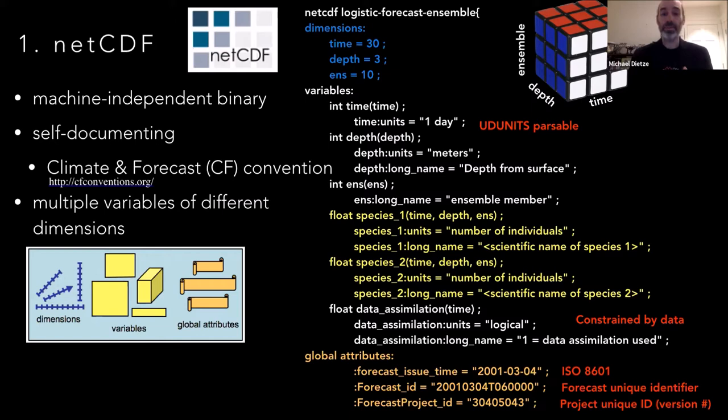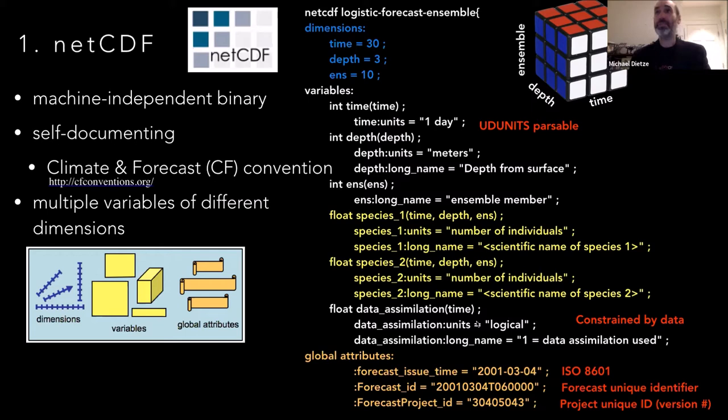Next, looking at the output variables themselves, our species have dimensions, again, of time, depth, and ensemble. They can include a long name, such as the scientific name for these species. And then we've also asked that users add this additional data assimilation flag to indicate when state variables are being constrained by data. And so if at a particular point in time there was data being assimilated that's updating the states or the parameters, we would flag that as separate from periods which are true forecasts where there wasn't data.